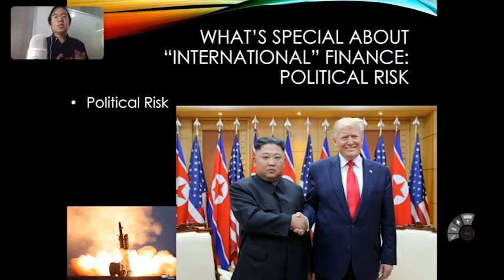Number two is political risk. When it comes to political risk, geopolitical risk is most representative, I would say. And plus, you guys are in the Korean Peninsula, so we need to talk about Kim Jong-un, the crazy guy in the north.